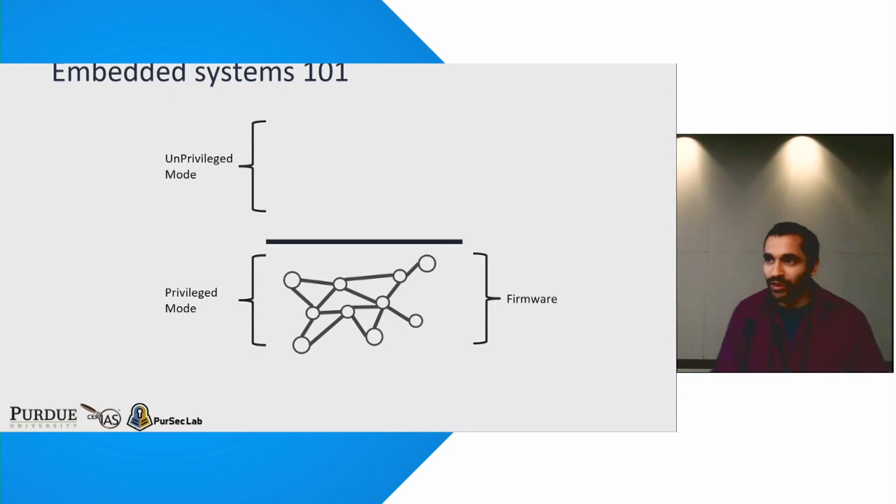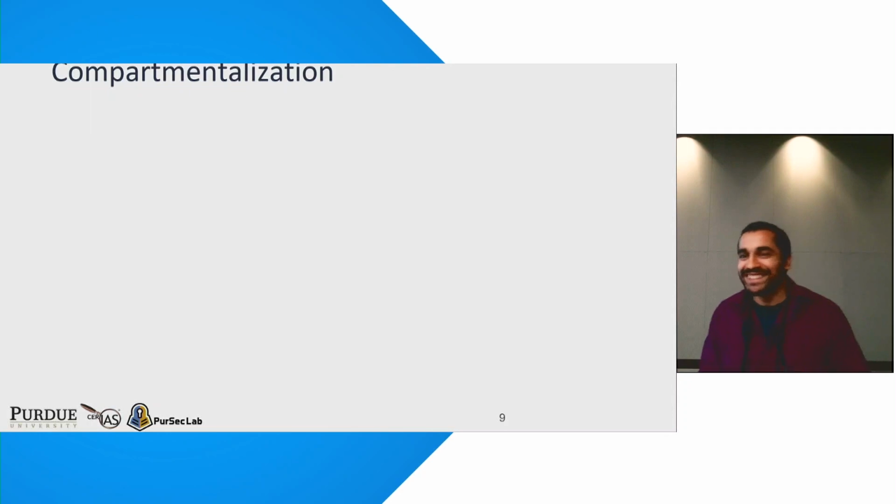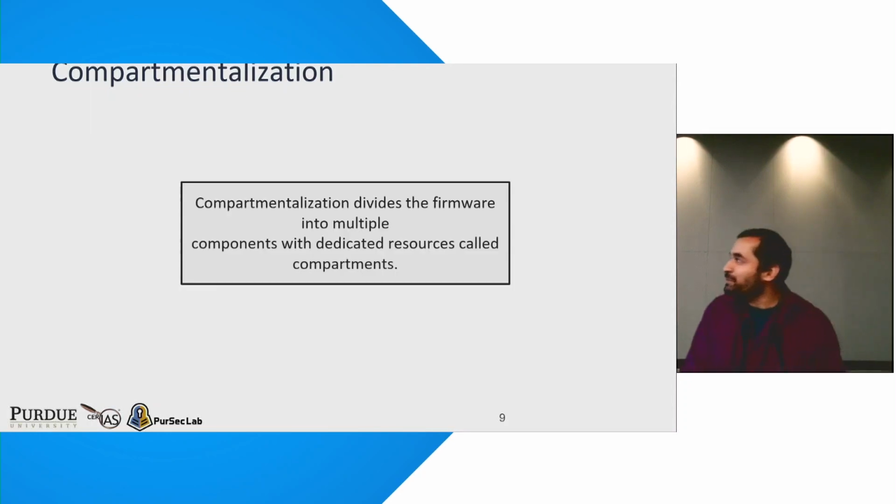Now you can already see why that's bad, right? If you have a vulnerability in one part of the system, it can easily propagate to other parts, and it would be really trivial to take over the whole framework. So any guesses what solution we're going to propose? Compartmentalization. Compartmentalization divides the firmware into multiple components with dedicated resources called compartments. And at runtime, these compartments are isolated from each other.